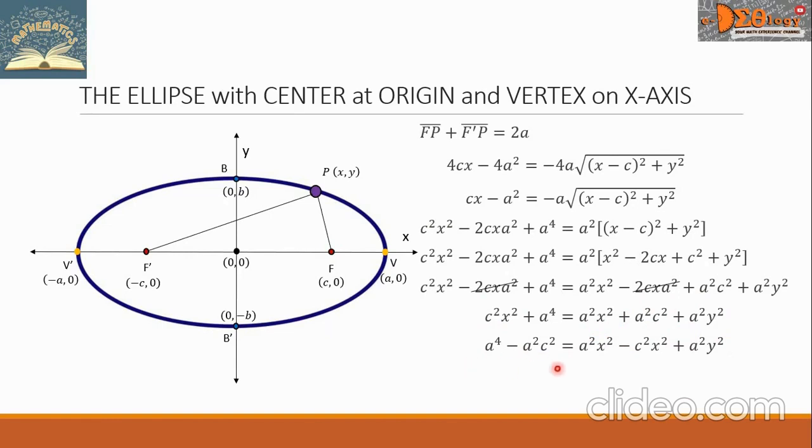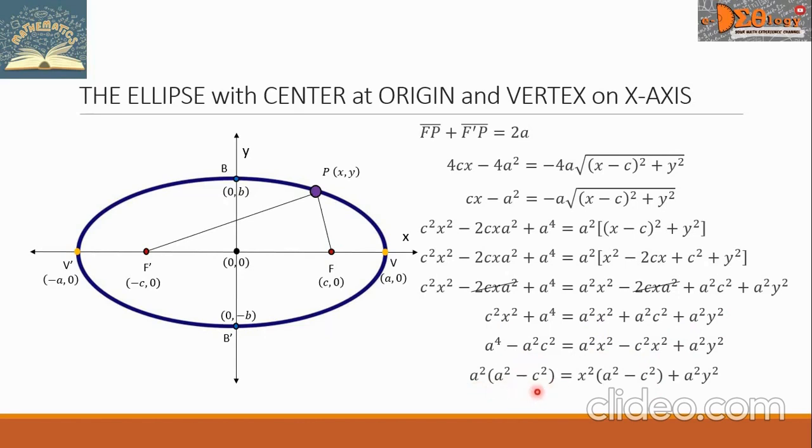That is the a squared. Look at these two terms. There is a common factor, and that is the x squared. So let us factor out the common factors respectively. On the left side, we pull out that a squared. So what remains is the a squared minus c squared.